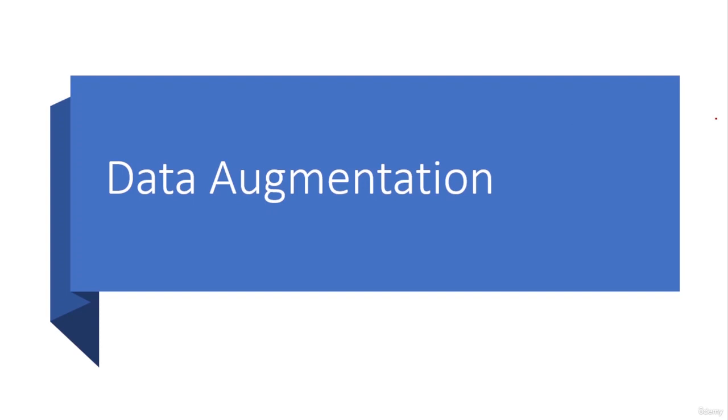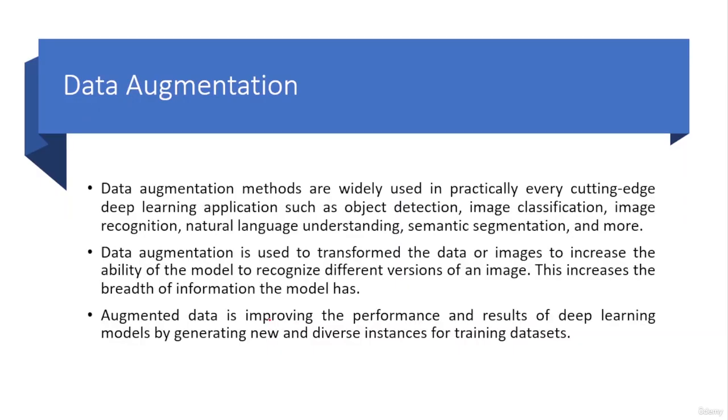The images in the training set are transformed so as to increase the ability of the model to recognize different versions of an image. This increases the breadth of the information the model has. It now becomes better suited to recognize target objects in images of varied contrast, size, from changed angles, and so on. So, data augmentation methods are widely used in practically every cutting edge deep learning application such as object detection, image classification, image recognition, natural language understanding, semantic segmentation, and much more.